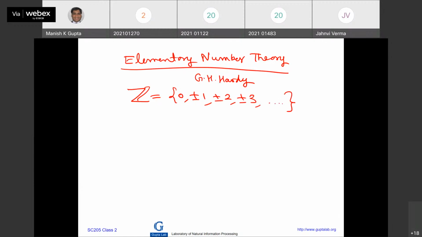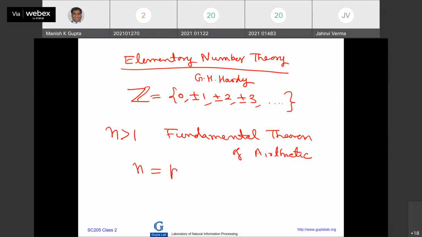So this is the set of integers. Okay, so the set of integers. Now with these integers, what can I do? If I take a positive integer n greater than 1, one theorem that is very important is known as the fundamental theorem of arithmetic. What is this? That n can be written as a product of prime factors.